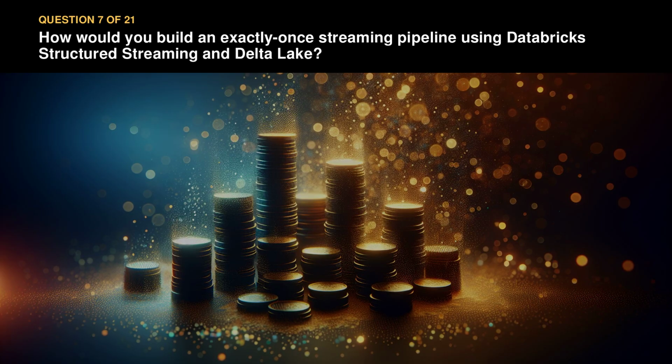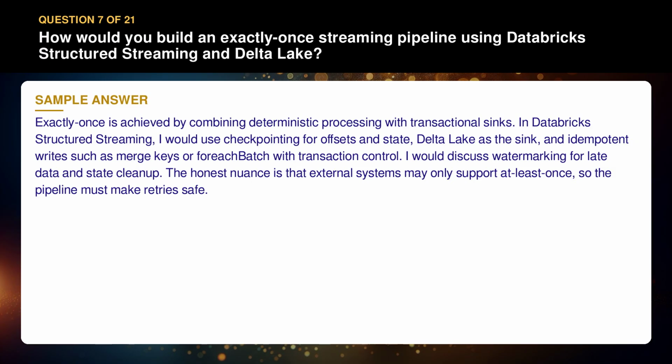Question 7. How would you build an exactly-once streaming pipeline using Databricks Structured Streaming and Delta Lake? Exactly-once is achieved by combining deterministic processing with transactional sinks. In Databricks Structured Streaming, I would use checkpointing for offsets and state, Delta Lake as the sink, and idempotent writes such as merge keys or foreachBatch with transaction control. I would discuss watermarking for late data and state cleanup. The honest nuance is that external systems may only support at-least-once, so the pipeline must make retries safe.